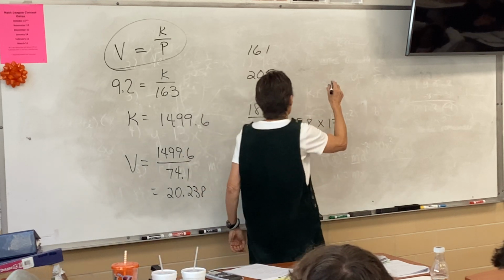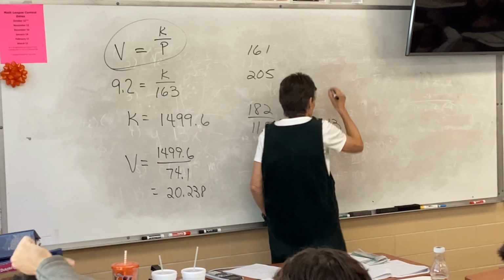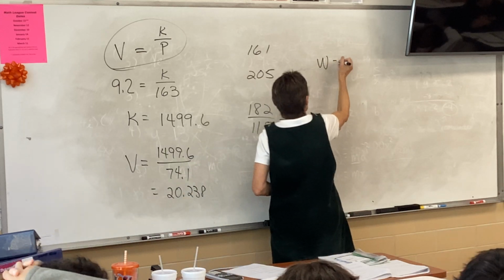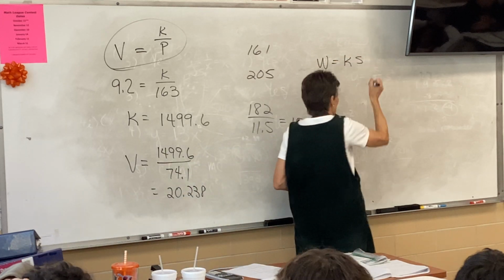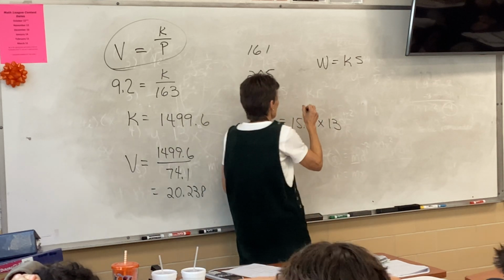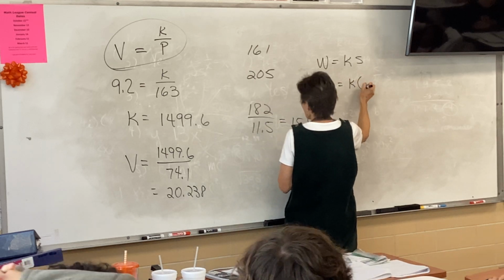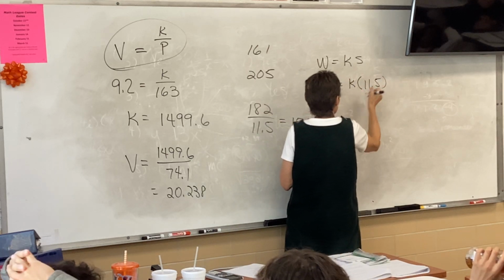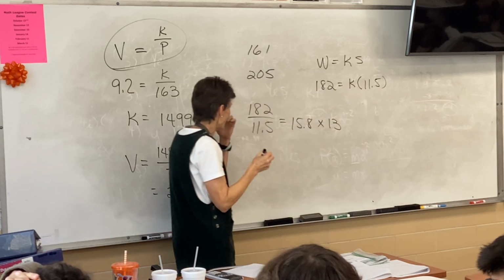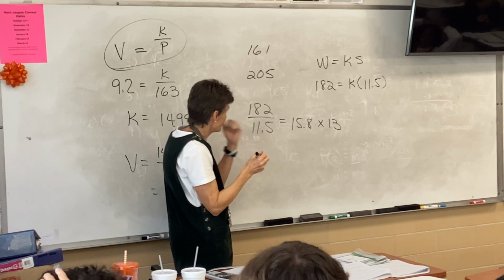Okay, so I'm going to look at that in terms of the equation. If things vary directly, weight should be K times shoe size. That's our formula. So 182 is K times 11.5, so K is found by dividing. So I'm not sure. Did that work, Grace?